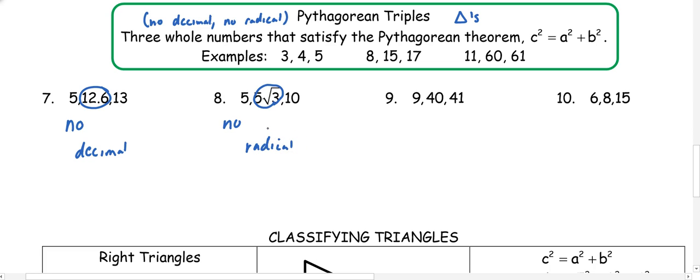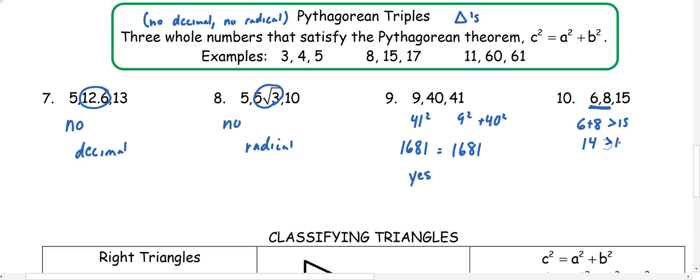Number 9, this one looks promising because it has all whole numbers, so now we need to try it in the Pythagorean theorem. So 41 squared is 1,681, and then we have 9 squared plus 40 squared, which is equal to 1,681, which means that yes, this is a Pythagorean triple. Now, number 10, we have to be careful because although these are 3 whole numbers, this does not form a triangle because 8 plus 6 is only 14, and it has to be greater than 15, which it's not, because 14 is actually smaller than 15. So we would say no, not a triangle.